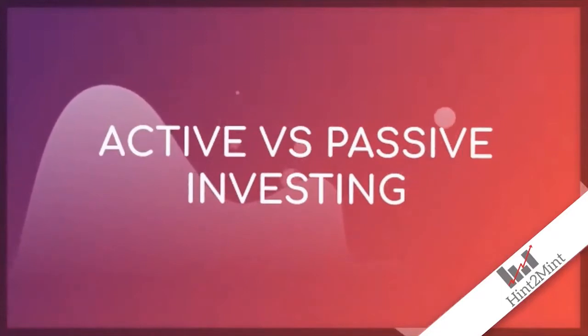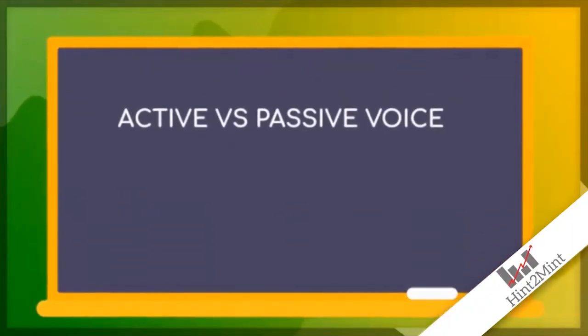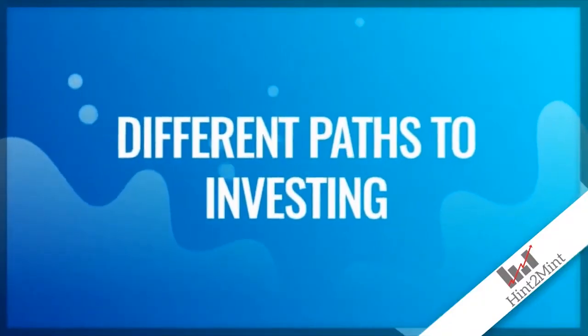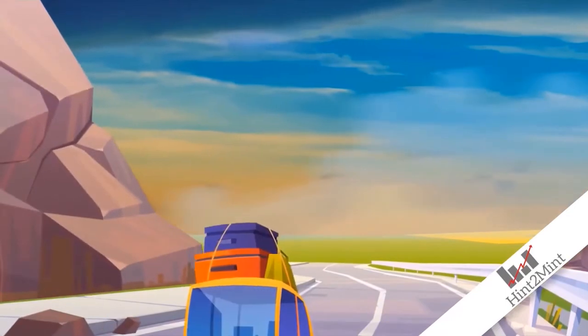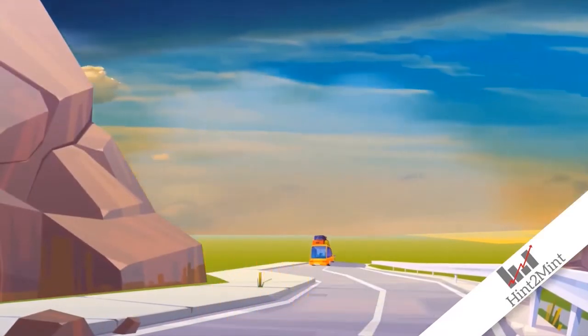Active versus passive investing. Ever wondered what will be more confusing than the active and passive voice that we studied in school? The different paths to investing are definitely more confusing than those active and passive voice rules. Imagine you are planning to go on a road trip to a particular destination. You have two options to arrive at your destination.